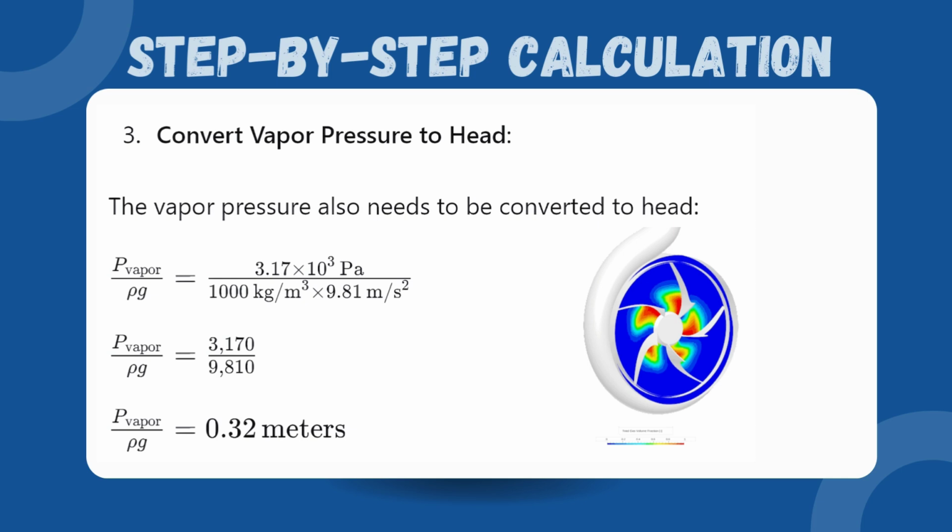Here we did the vapor pressure, which is 3.17 into 10 raised to 3, upon 1000, which is density, into acceleration due to gravity, which is 9.81. Ultimately, on calculating it, we would get the vapor pressure head to be 0.32 meters. Okay guys, so the value of the third term is 0.32 meters.